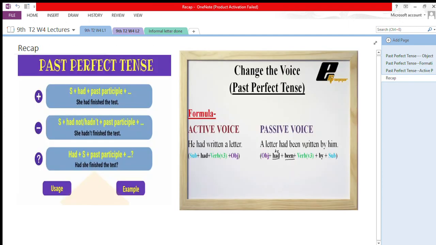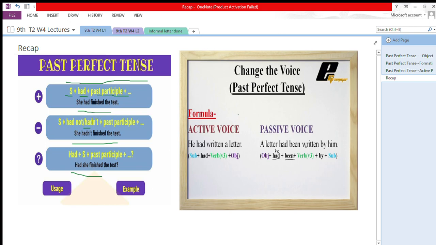Here is a quick recap. We use past perfect tense to describe a completed action, a completed task, or a completed situation in the past. We use subject with had and the third form of the verb. Like, she had finished the test, I had completed my task, my teacher had taught me tenses. In negative sentences, you just add not after the helping verb. In interrogative sentences, the helping verb "had" is placed in the beginning and the sentence changes into an interrogative sentence.